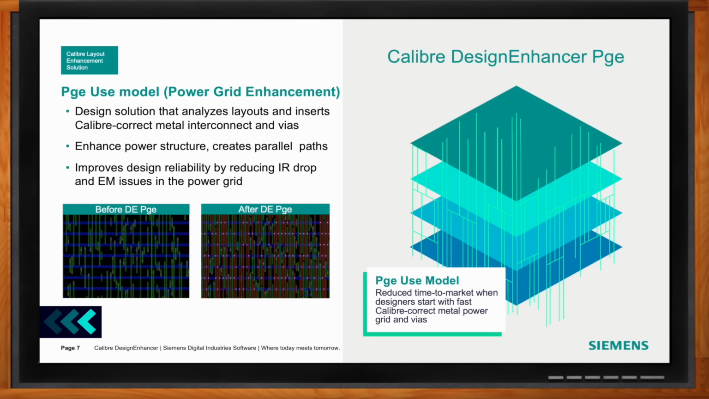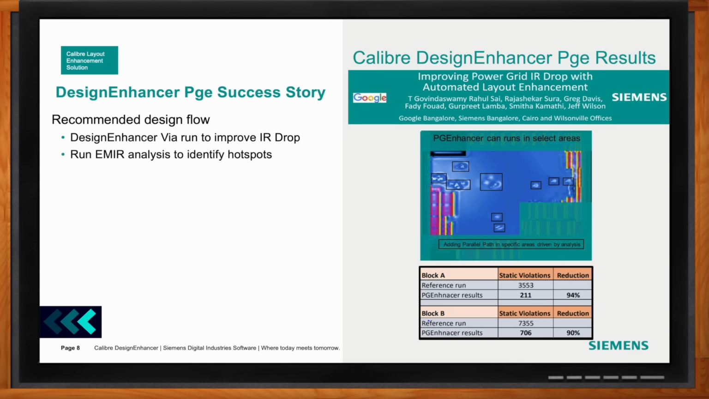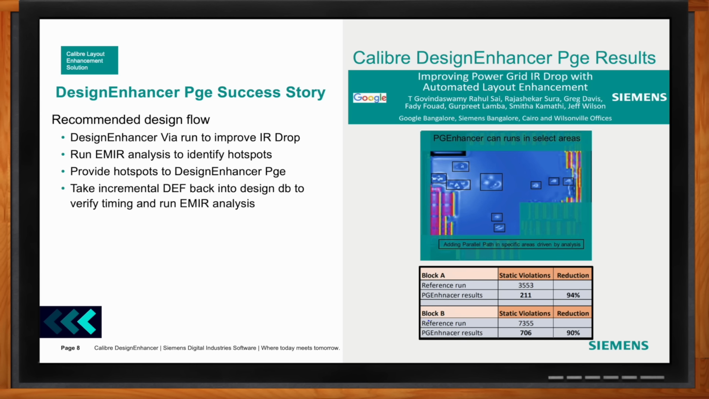And this here is just some customer results. I've got the next two slides I'll cover with you. The first one is we did a paper at DAC with Google. One of the interesting things I want to highlight is, obviously we've obfuscated their design, but we have the ability to combine this with an EMIR analysis. And it goes off and identifies the hotspots. And then we pass those windows into Design Enhancer PGE, and it will operate just on those windows to attack the problem.